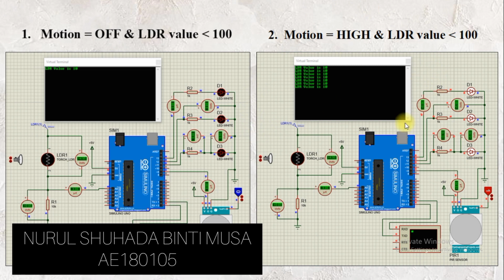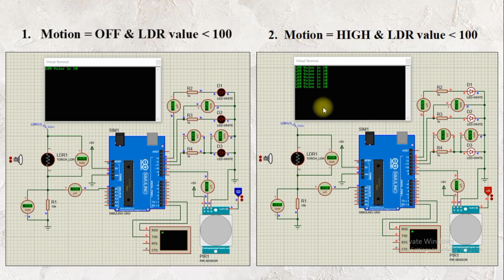For the second picture, the value of LDR is also less than 100. The first requirement is fulfilled, and for the PIR, the value is high. The second requirement is fulfilled, so the light will be turned on in this part. So this is the example of values that fulfill the requirement to light up the light. For the next slide.